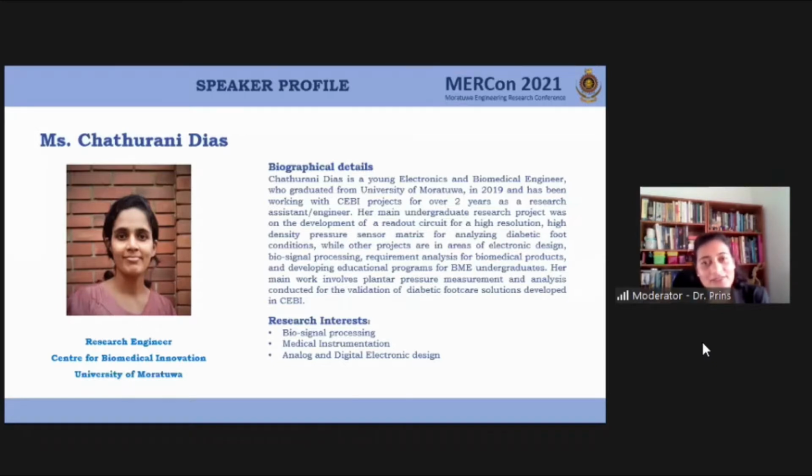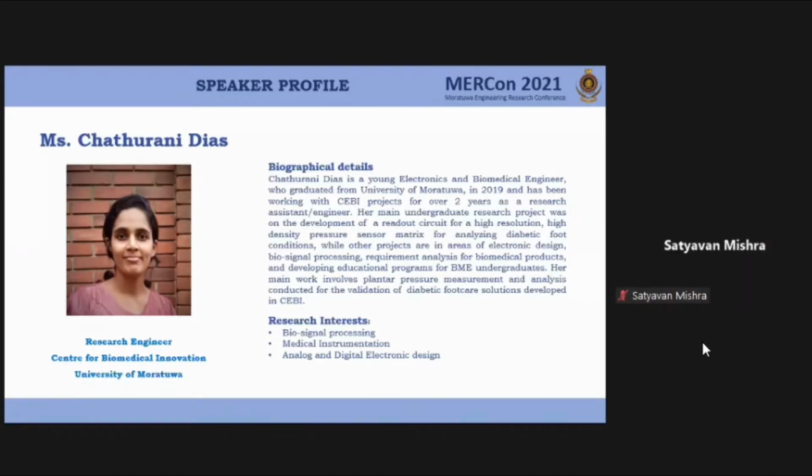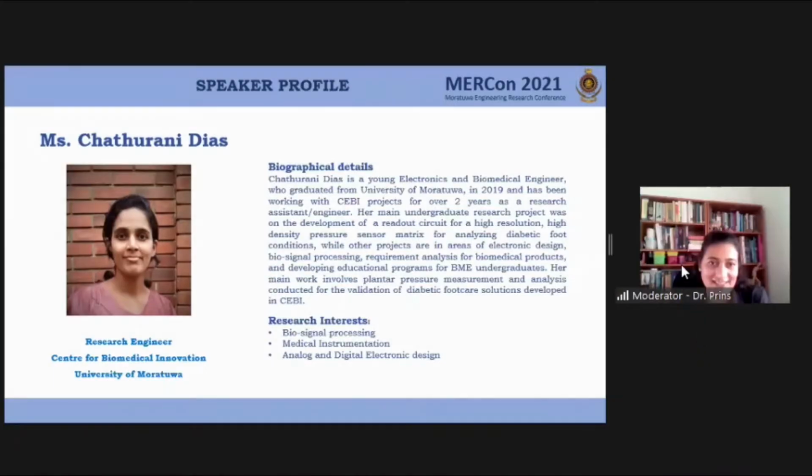Her main undergraduate research project was on the development of a readout circuit for a high-resolution, high-density pressure sensor matrix for analyzing diabetic foot conditions. Her other projects are in the areas of electronic design, signal processing, requirement analysis for biomedical products, and developing educational programs for BME undergraduates.